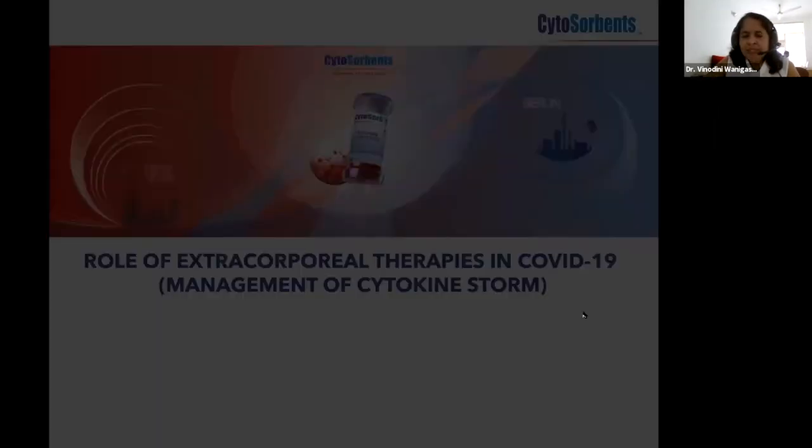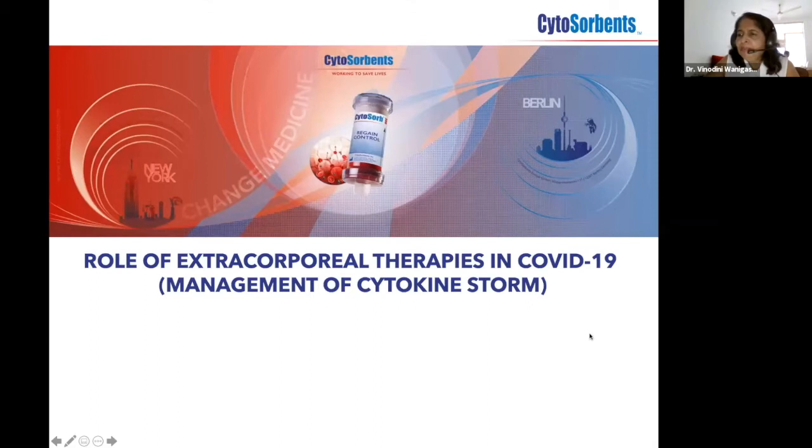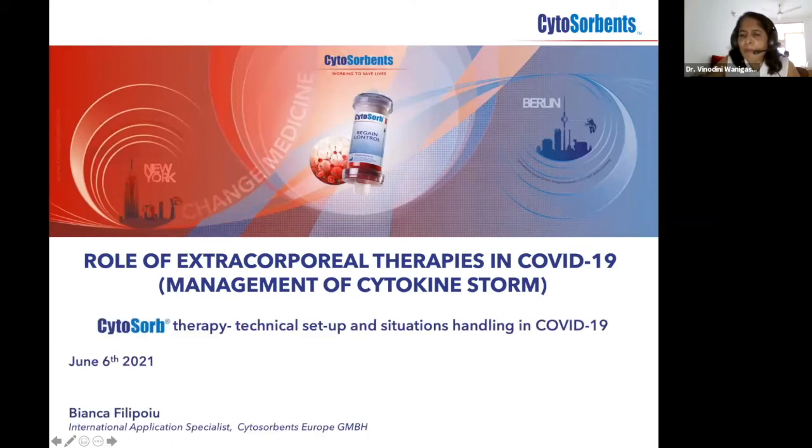So we'll move on to the third speaker, having listened to the very interesting 3 cases that Dr. Rajiv has managed with Cytosorb, to Miss Bianca Filipoiu. She's from Romania. She currently works as the main application specialist for Cytosorbents Europe, leading the team as application therapist and specialist. She's an expert on various types of extracorporeal purification methods for critically ill patients.